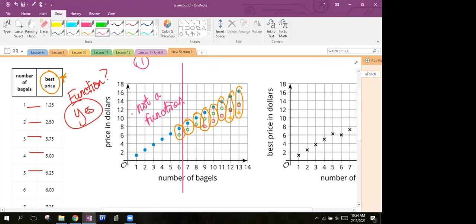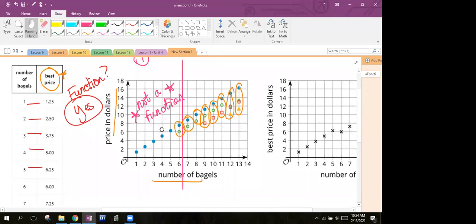And these graphs and stuff are not in your book. These are just graphs that I have that represent that data. Okay, so that's just the number of bagels and their price in dollars. So let's go to this one over here.